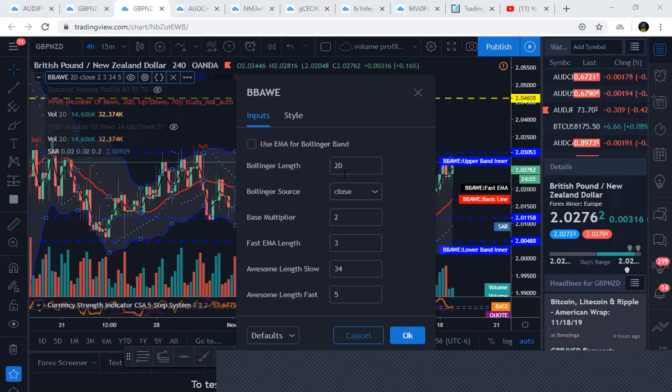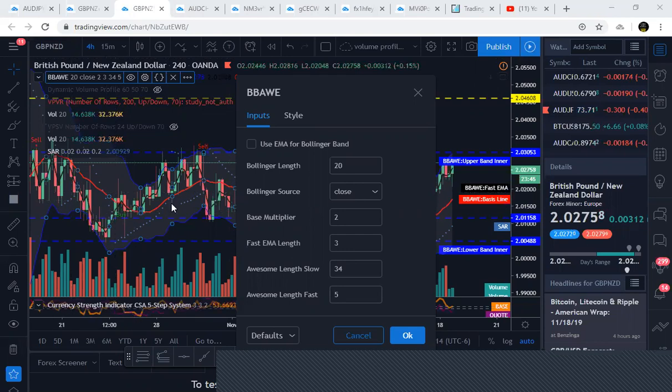It's still the 20 length, there's a 2 deviation, but there's going to be a fast EMA that's added to that. And then there's a different kind of length and fast length for some of the EMAs. There's a couple of different EMAs attached to this one.